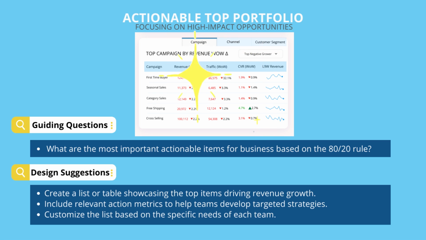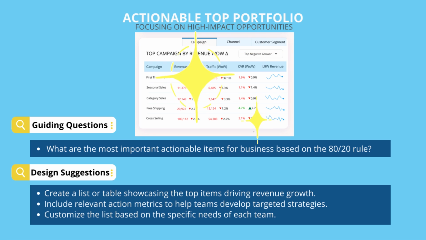Different teams within an organization, such as operations, marketing, product management, and marketplace teams, can use the Actionable Top Portfolio to identify the most crucial groupings relevant to their objectives. For example, a marketing team might focus on the top-performing campaigns, while a product manager could concentrate on the highest-grossing products or features. By understanding the top portfolio and associated action metrics, each team can develop targeted strategies to drive improvements and optimize business performance.